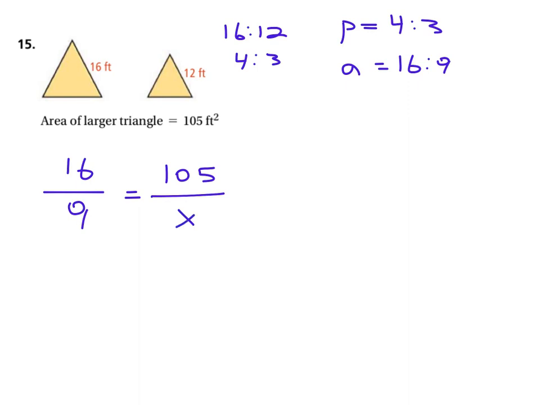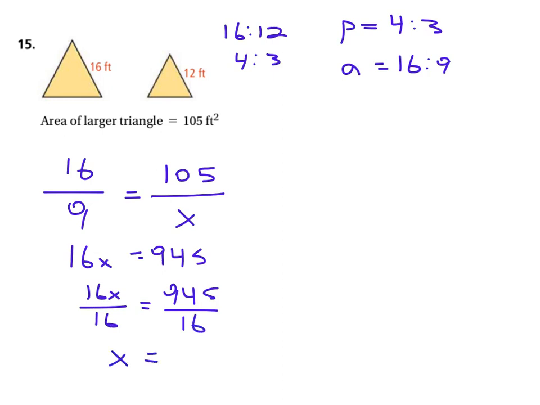Okay, this is a little bit trickier, so we're going to do our regular multiplication to do this for ratios, which is 16x equals 9 times 105, which is 945. And then dividing both sides by 16, we get x equals... they were asking for us to round it off to the nearest whole number. So we've got, let's say it's approximately 59, and what's the units? They are feet squared.